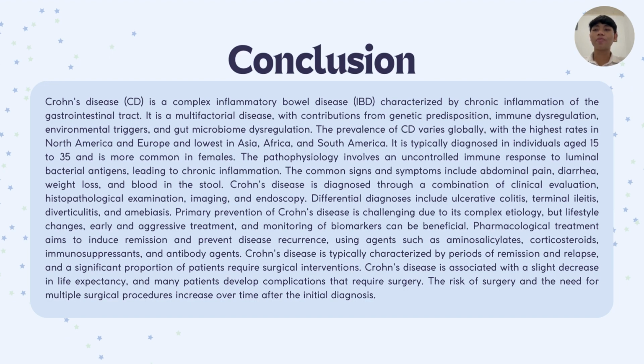Pharmacological treatments aim to induce remission and prevent disease recurrence using agents such as aminosalicylate, corticosteroid, immunosuppressant, and antibody agents. Crohn disease is typically characterized by period of remission and relapse, and a significant proportion of patients require surgical intervention. Crohn disease is associated with a slight decrease in life expectancy, and many patients develop complications that require surgery. The risk of surgery and the need for multiple surgical procedures increase over time after the initial diagnosis.